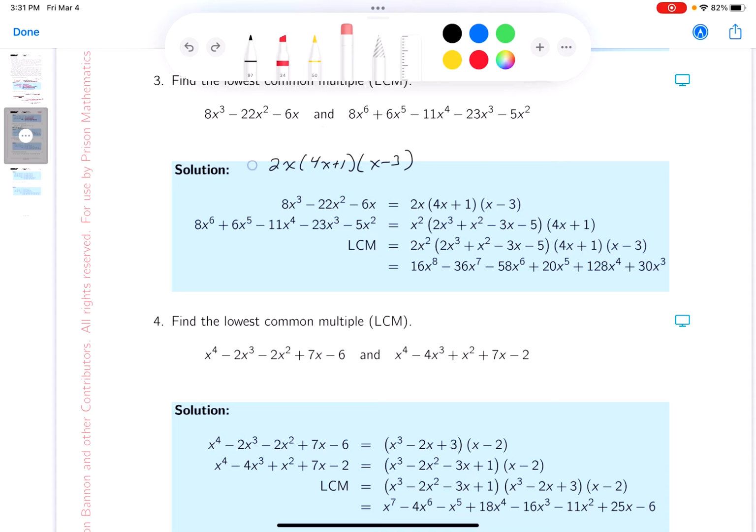Now, I'm going to look at the second guy, and the first guy's done. There's nothing else to do about that. I'm looking at the second guy, and I'm also seeing something that might make my life a little bit easier. So I'm going to factor out an x squared in that one, and what would you be left off with? Well, let's take a look. You'd be left off with 8x to the fourth plus 6x cubed minus 11x squared minus 23x minus 5.